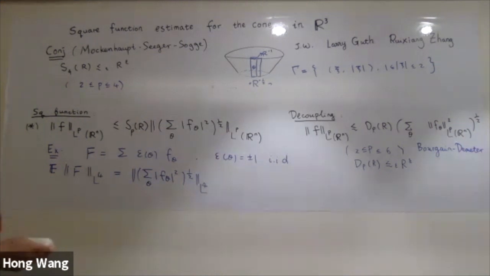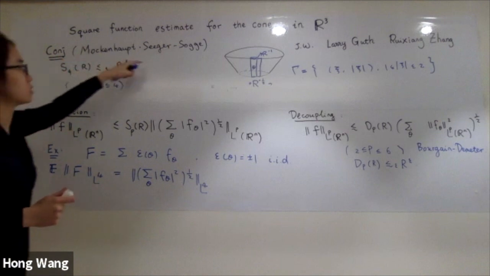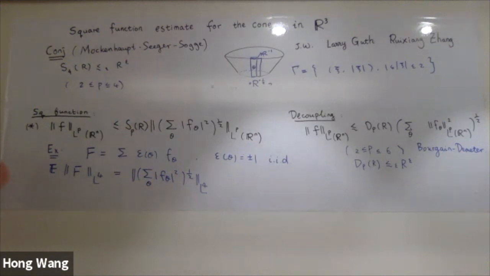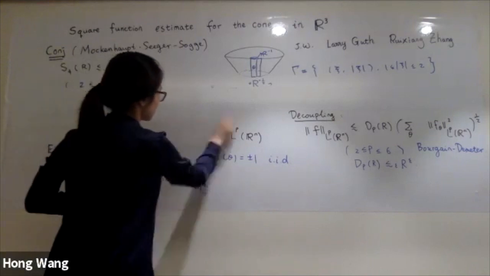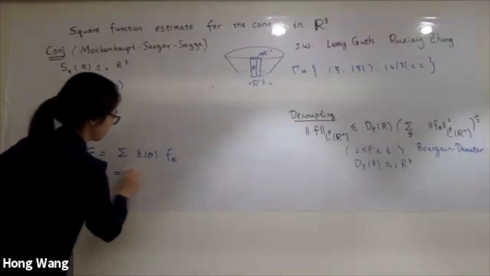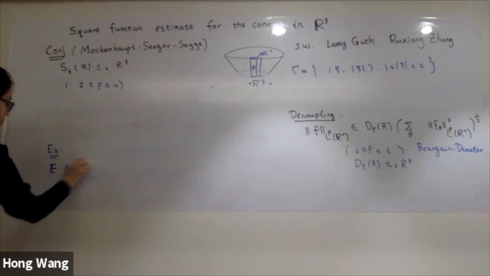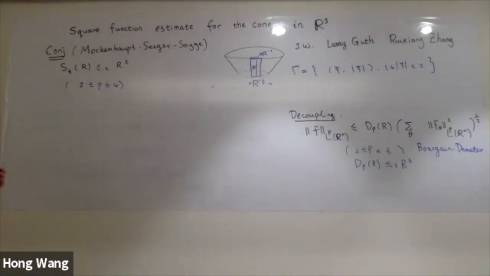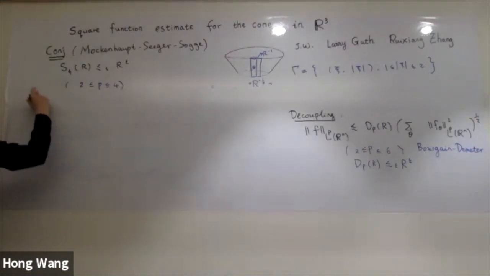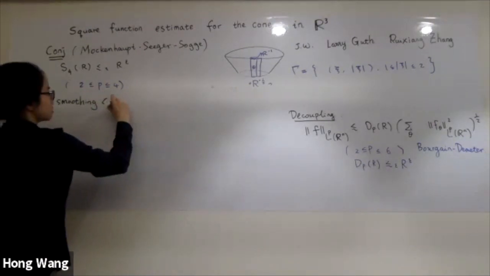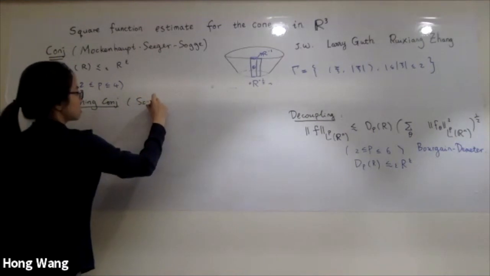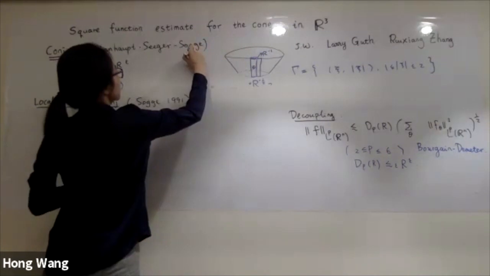The square function estimate is closely related to another conjecture called the local smoothing conjecture. In fact, this conjecture was raised when Mockenhaupt, Seeger, and Sogge studied the local smoothing conjecture by Sogge. So the local smoothing conjecture is as follows. This was in 1992.